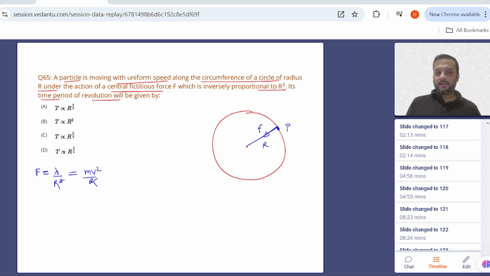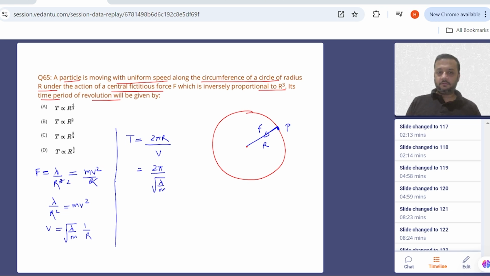So from here you can see that lambda by r square will be equal to mv square, which means that v will be under root lambda upon m into 1 by r. Now the time period of the revolution is simply the total distance, which is 2 pi r, upon speed. So you can very well see that this will be proportional to r square.